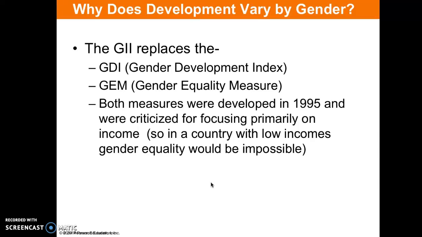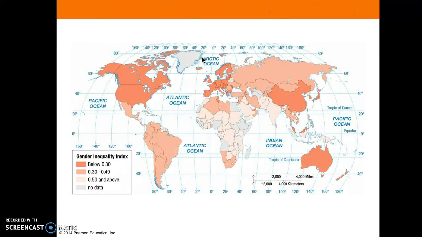So if you were in a country that had lower income, so a country with a lower GDP, even if you had more equality than a more developed country, your scores would automatically be lower because the income is lower. So these measurements aren't really used anymore. So the Gender Inequality Index is the measurement used by the UN since about 2006.